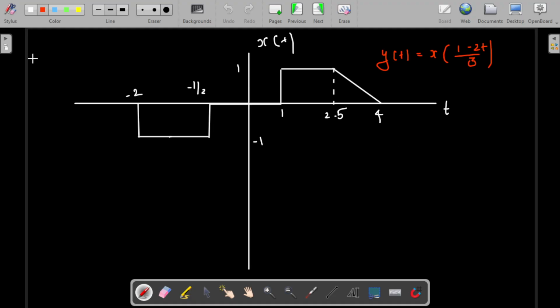So let me write here. How that will change is that first we need to have the t value, the independent variable, divided by 3 plus 1 by 3. Okay, so this is how it will look. Here first we have to shift by 1 by 3, and we have to scale by 2 by 3, and then we have to reverse it. Okay, so this is the order.